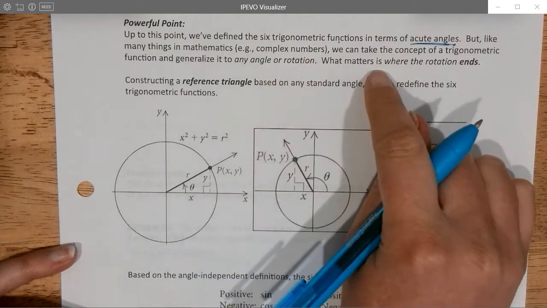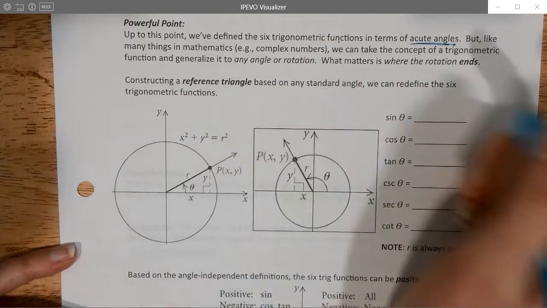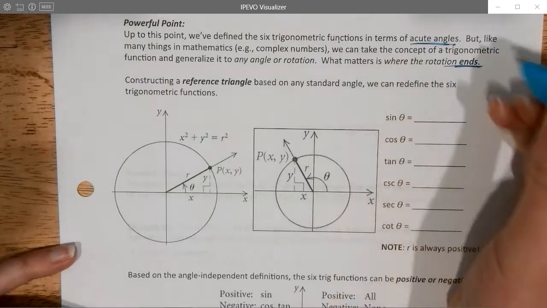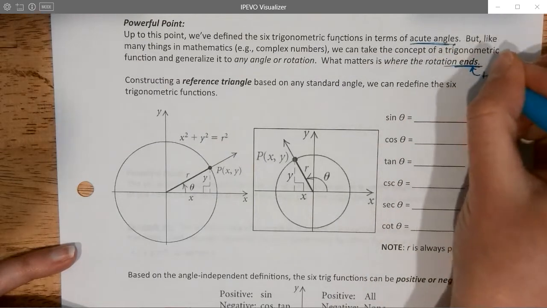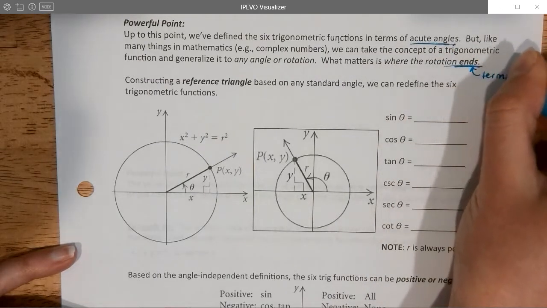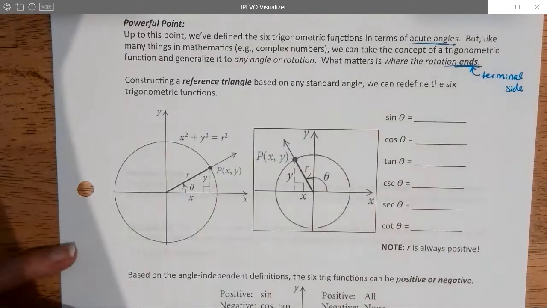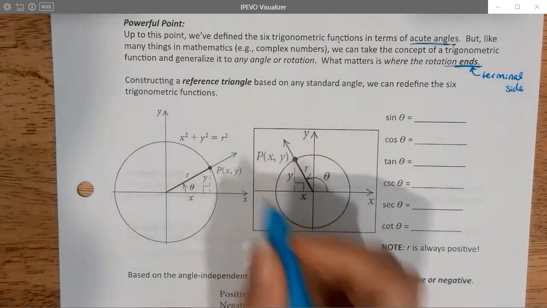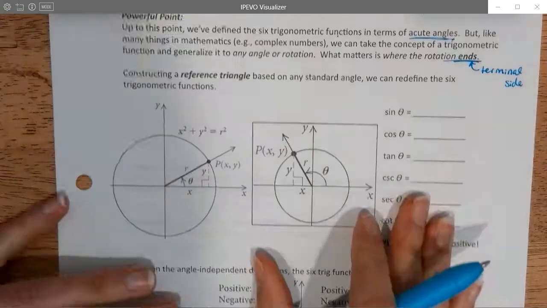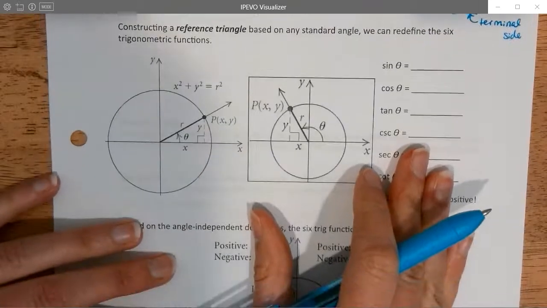And it matters where the rotation ends. That's all that matters, where our rotation ends. That's our terminal side. So we should get the same trigonometric ratio for any terminal side. Okay, so we're going to construct reference triangles based on any standard angle, and we're going to define our 6 trigonometric functions based off of those.